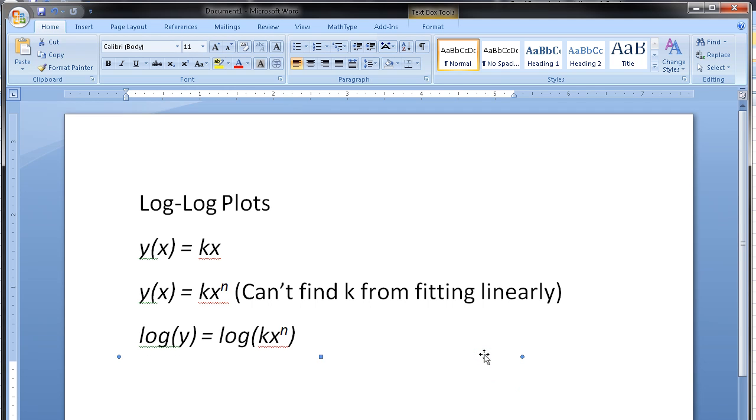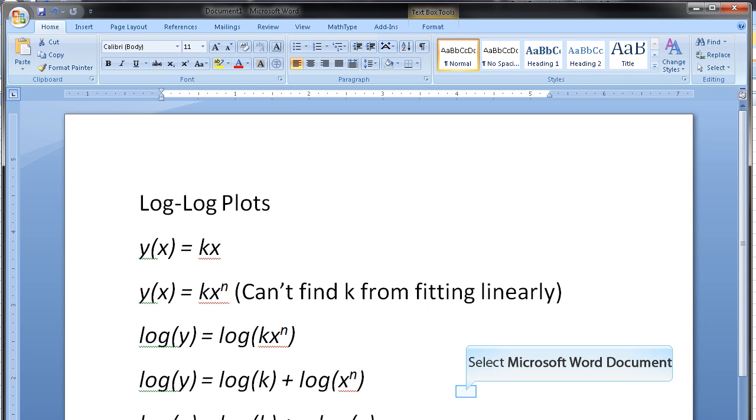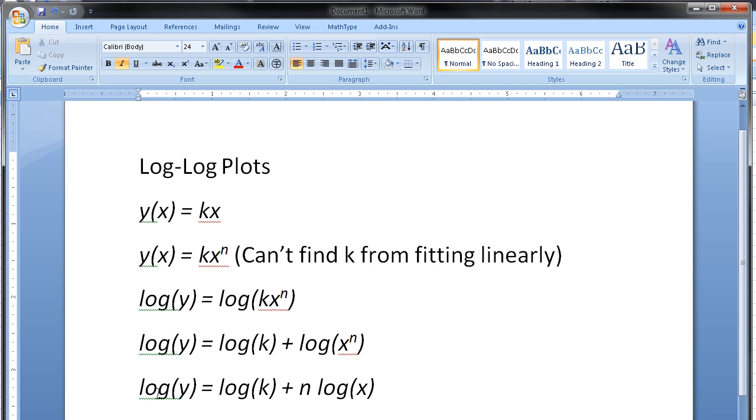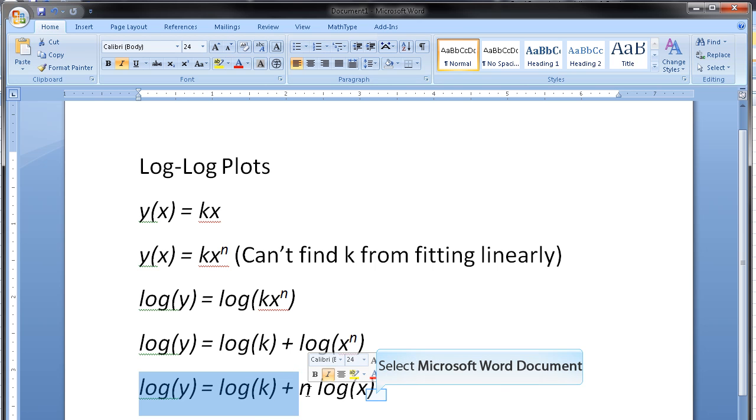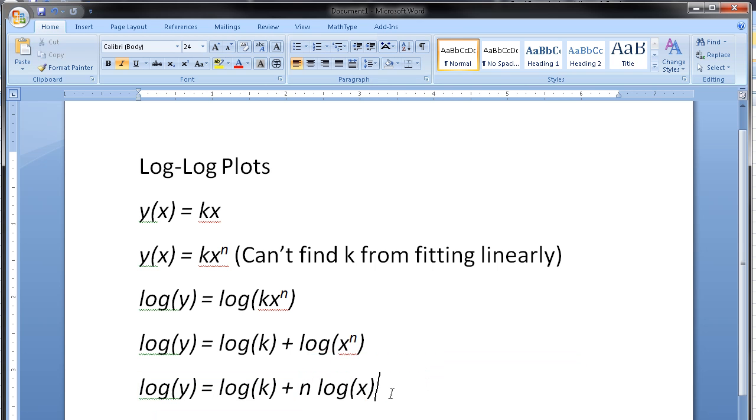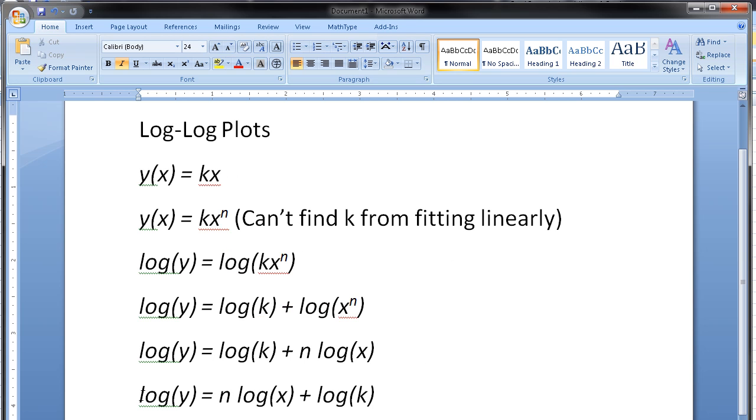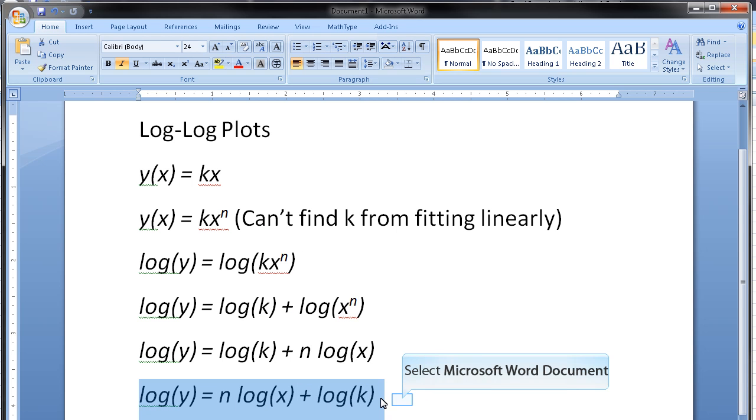Well, what we can do is take the log of both sides. So if you take the log of this second equation, you get log y equals log of kx to the n. From log laws, this extends to log y equals log k plus log of x to the n. And then using the power law, let me scroll down, you can pull down the n, and this becomes n log x. So finally, rearranging the equation, we have log y equals n log x plus log k.